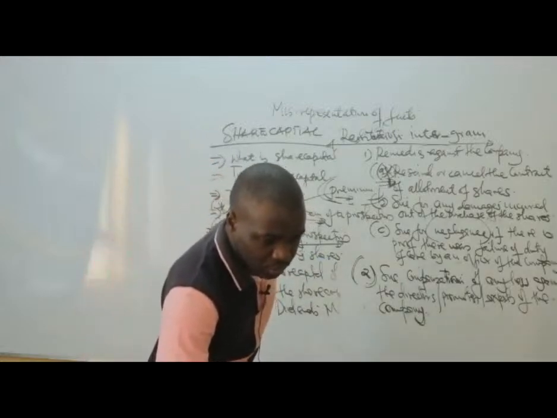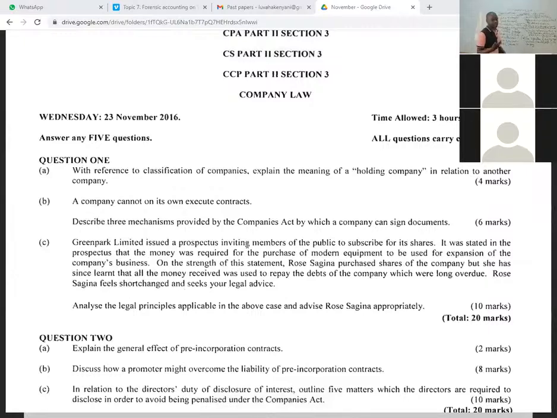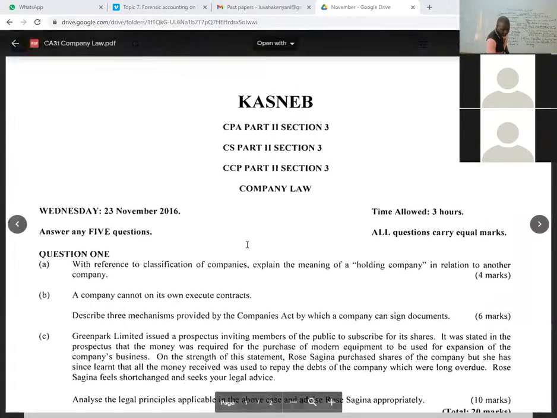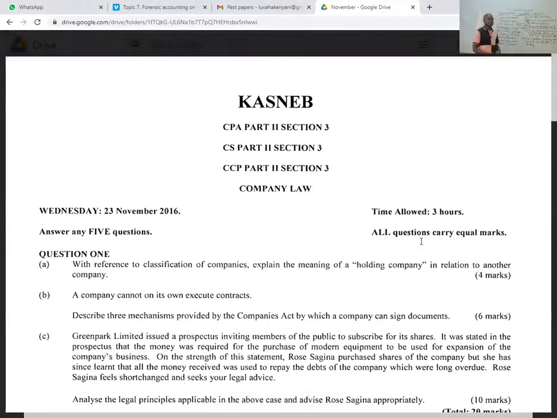So I think these are the questions we're talking about. Like the first one there, it is coming from classification of companies. It is saying, with reference to classification of companies, explain the meaning of a holding company. Explain the meaning of a company in relation to another company.